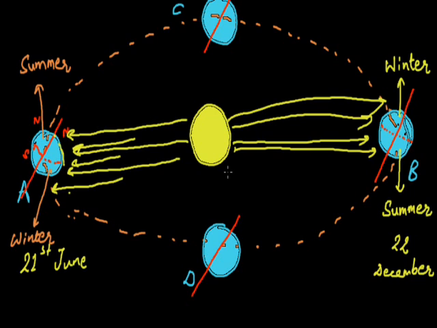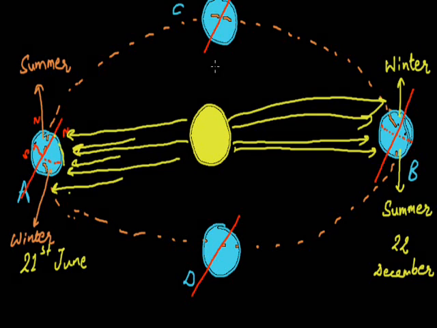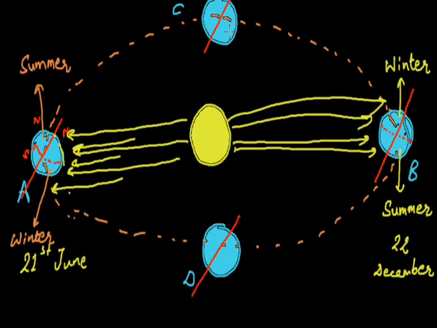You can see that the tilt in this case is parallel to the sun. So there is no case of more inclination of earth towards or away from the sun. In these two conditions C and D, both the northern hemisphere and the southern hemisphere receive the same energy, and this is the condition of 21st March, and this is the day of 23rd September.